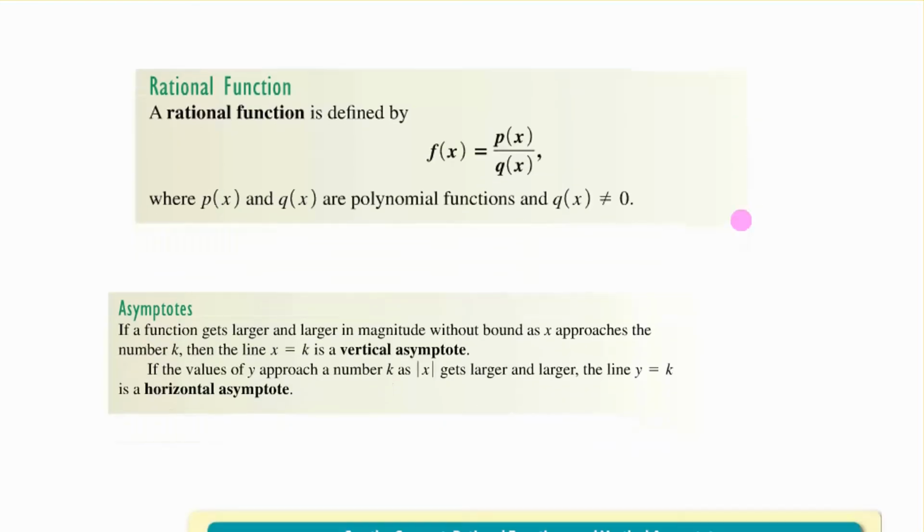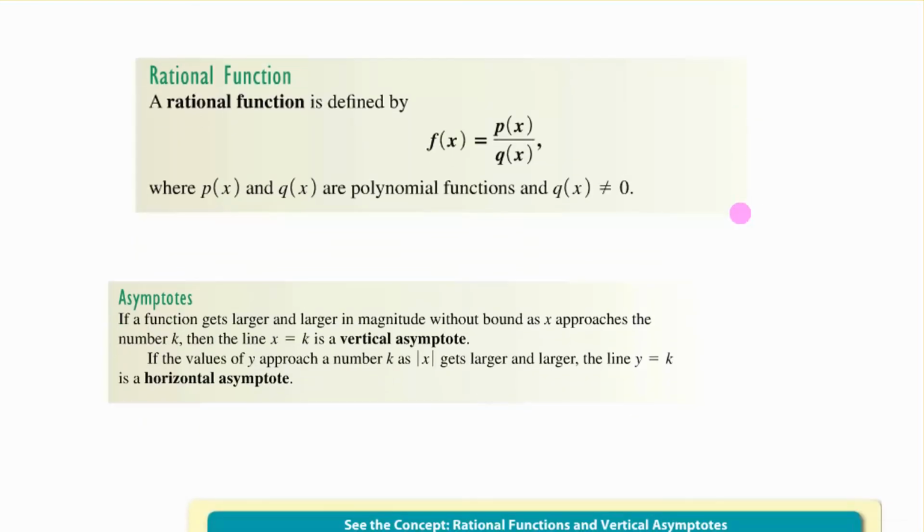All right, a rational function is when you have one polynomial over another one. So it usually looks like a fraction, and they both have to be polynomials.